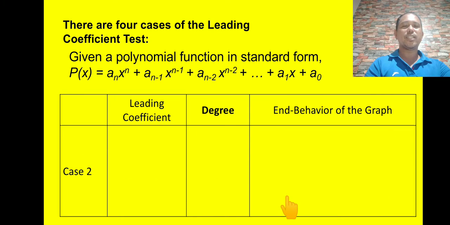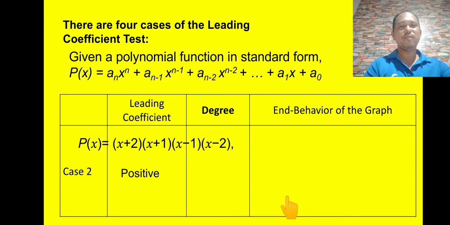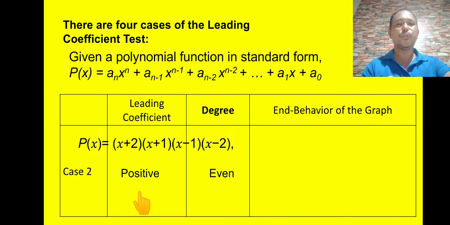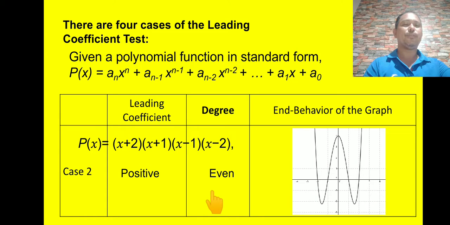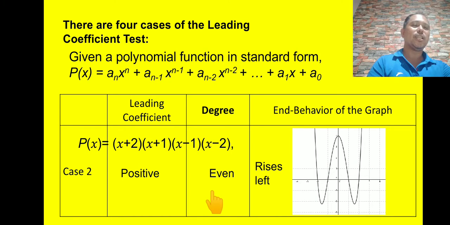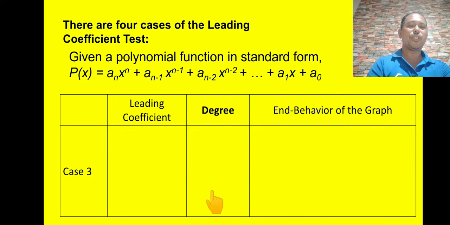Okay, so next, number 2, the leading coefficient is positive because the numerical coefficient of x is positive 1. The degree is 4, 1, 2, 3, 4, then it is even. Look at the graph. So, rises left, rises right. Okay? So, case number 3.